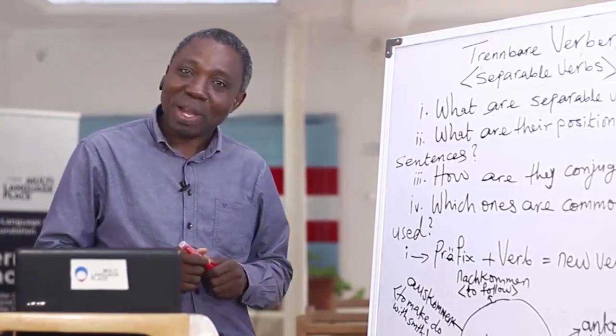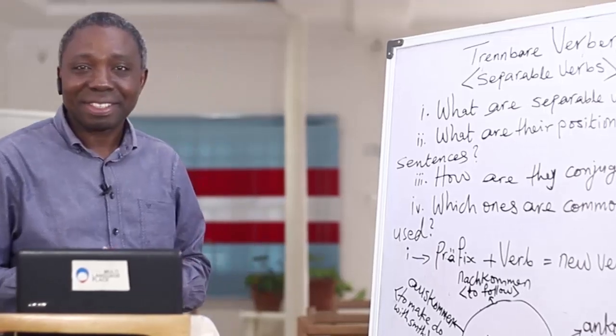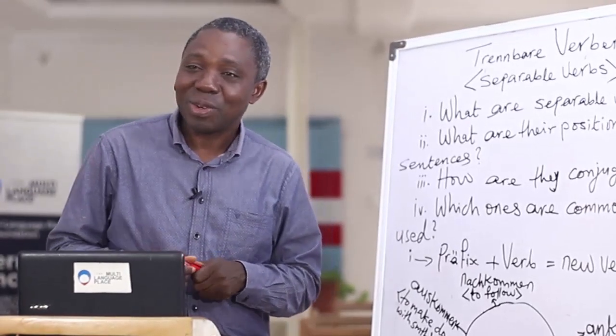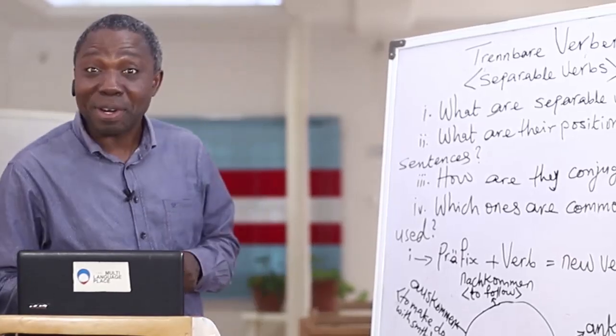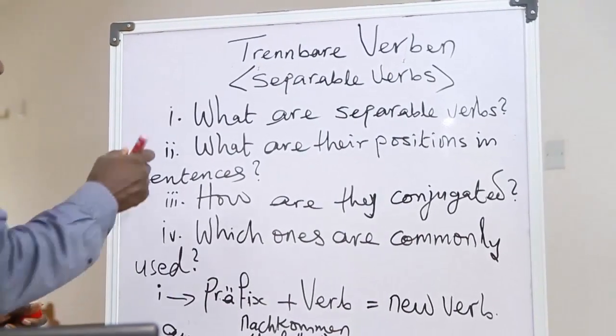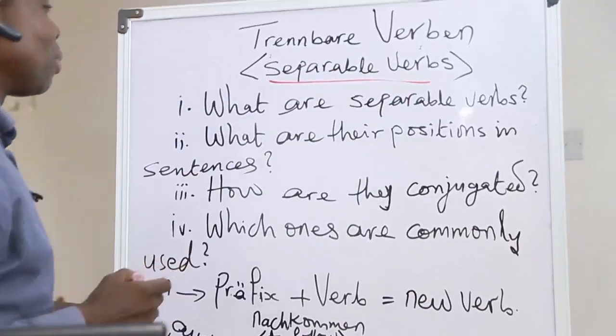Today, we are going to talk about a particular kind of verbs in German. We call it separable verbs. Trennbare Verben. Okay, so trennbare, separable verbs.